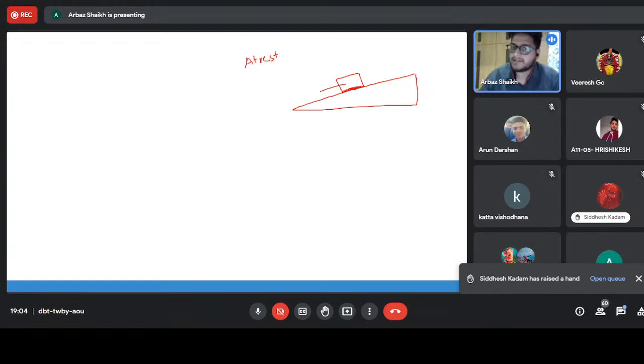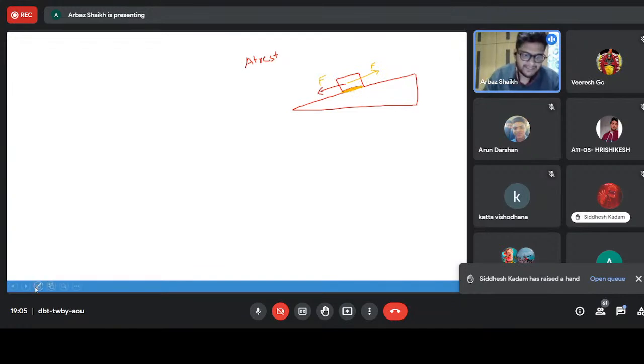So here, first of all, there will be a component of your gravitational force, or the force acting because of the mass of the box, which will be pulling it downwards along the slope, correct? And if it is at rest, there will be another force, opposing in direction and equal in magnitude. If this force is F, this will also be F. And this yellow force is coming from the friction between the box and the slope.